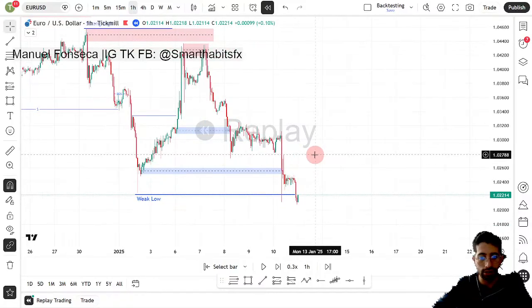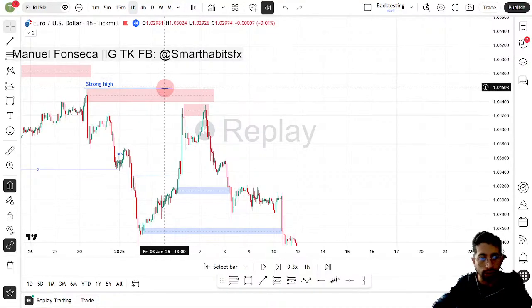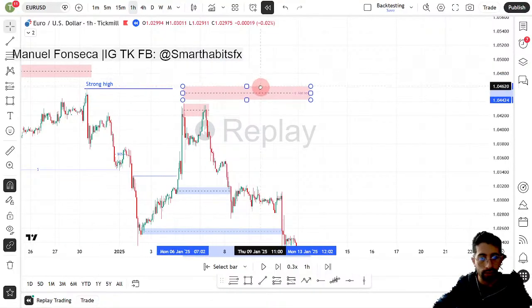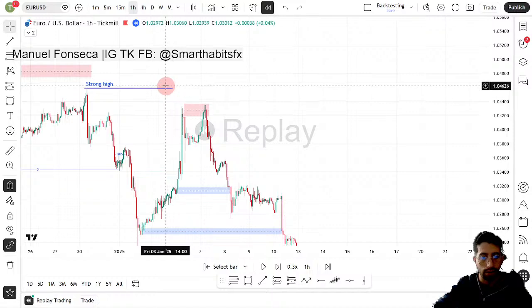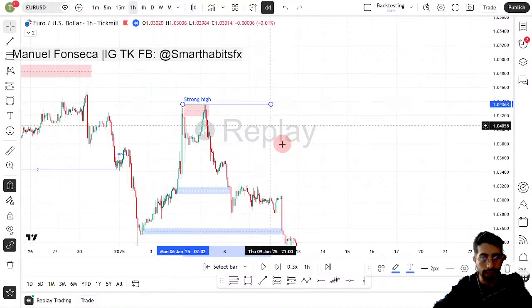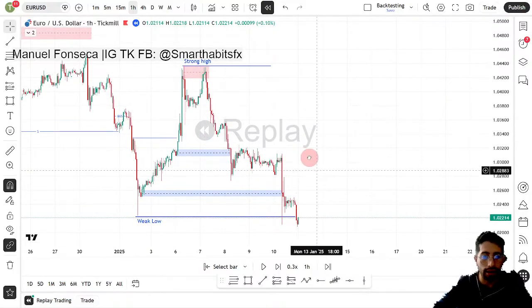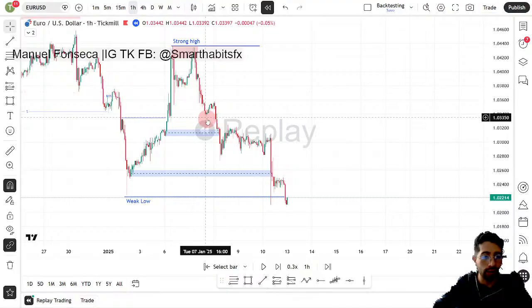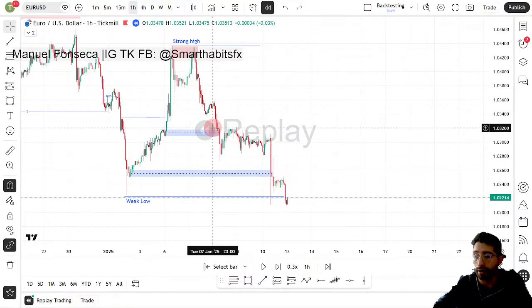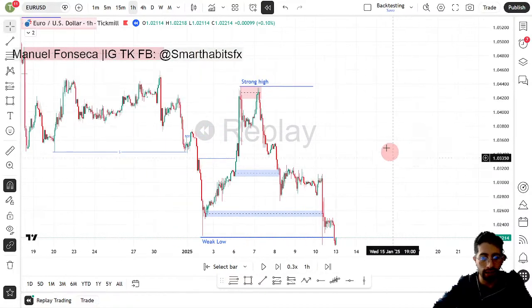Now we have a breakage. Now this will become our strong high. So if we were able to sell here, which was the point we assumed we could sell, we could sell here, wait for a confirmation, and if the market doesn't provide one, it doesn't matter, we continue with the downtrend. Now we are definitely in a bearish trend.